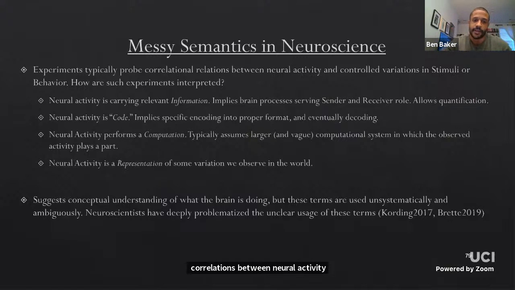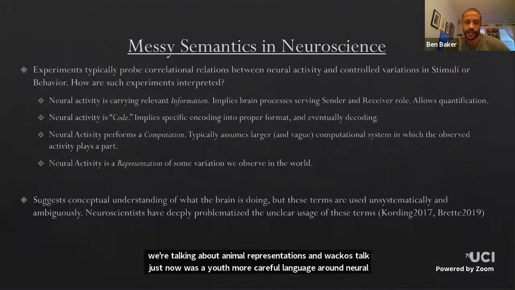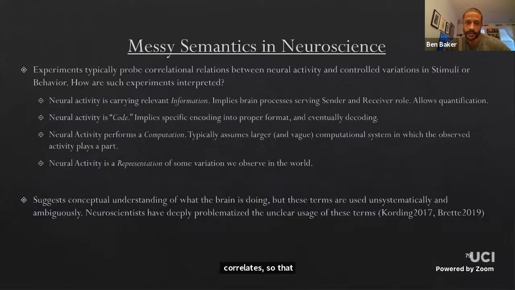From my perspective, I'm interested in the term representation and how it's used. And here I want to hide behind a couple of neuroscientists, so it's not just my philosophical opinion, that these terms are used in an unsystematic way. Conrad Cording has a paper on this topic in 2017, and more recently Brett talks about the neural coding metaphor in critical terms that I'm building on.